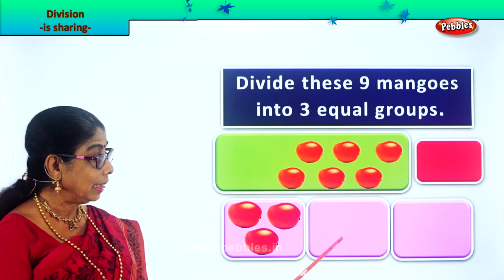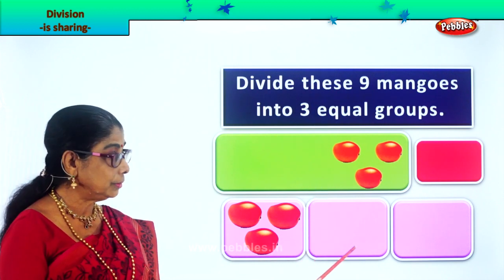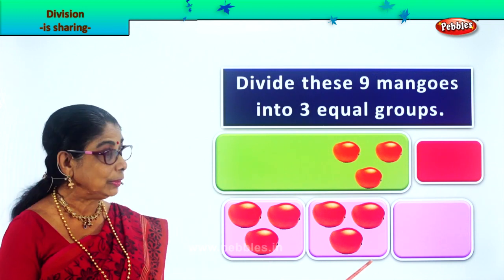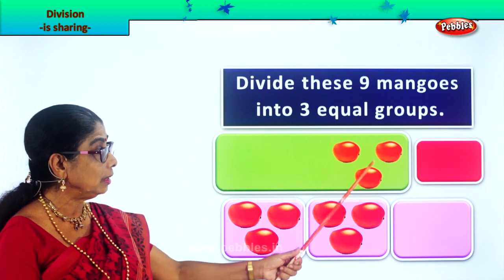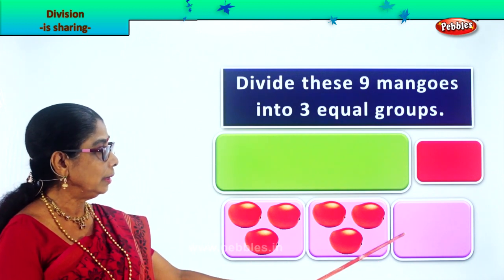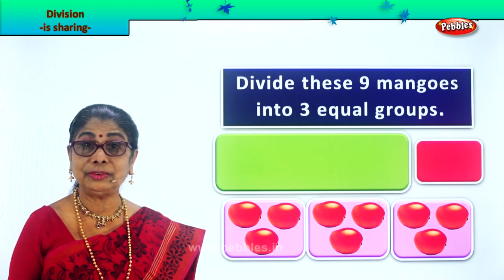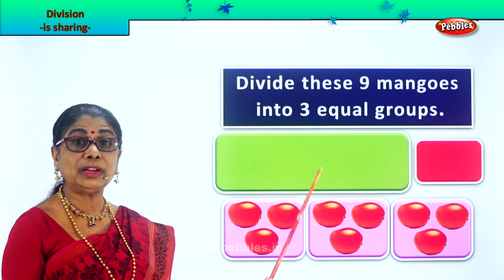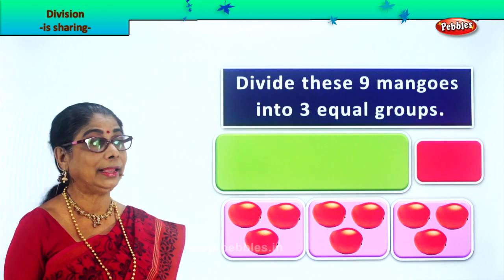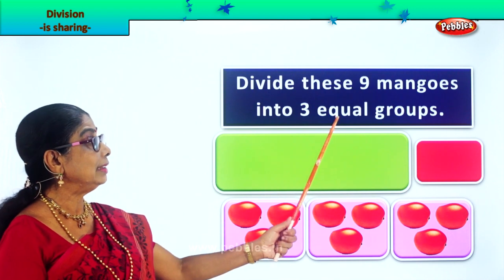Let's take another 3 and put it into this tray. 1, 2, 3. Okay. So now we have 1 tray with 3, another tray with 3, and we have 3 left over. Let's take those 3 and put it here. 1, 2, 3. So, all the 9 mangoes are put into 3 trays. Have you any left over? No. We have 9 mangoes, 3, 3, 3. All are there. We shared the 9 mangoes into 3 trays equally.